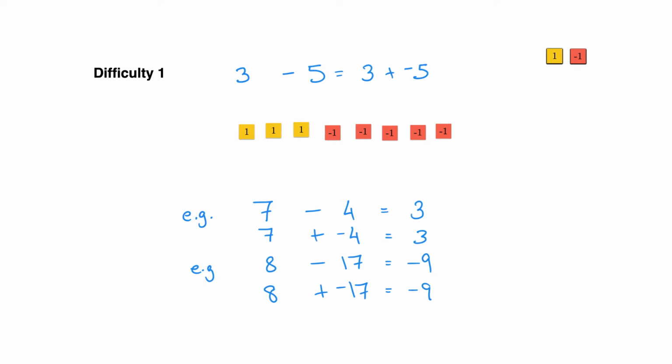Now, what is this worth altogether? Well, here's a big idea. If I pair up a 1 and a negative 1, they're worth 0. So there's another 0 pair and there's another 0 pair. A 1 and a negative 1 put together is worth 0. So once we get rid of all of those zeros, what we're actually left with is just negative 2.